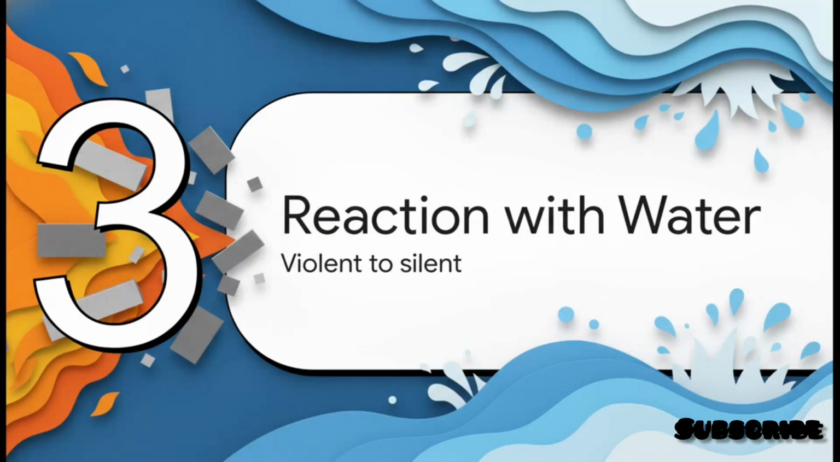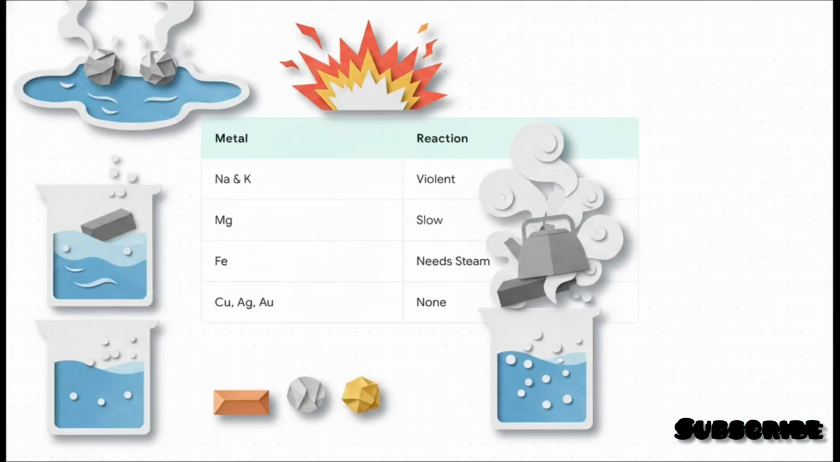All right, Section 3, metals reacting with water. From violent splashes to absolute silence. This perfectly illustrates the massive range of behaviors we're dealing with. Up at the very top, you've got sodium and potassium. They react violently just by touching cold water. Calcium is a step down. It definitely reacts, but a bit less vigorously, forming calcium hydroxide and releasing hydrogen gas.